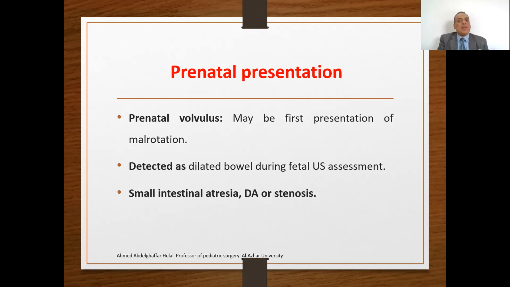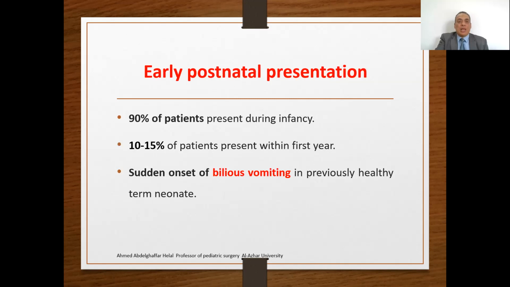Prenatal volvulus may be the first presentation of intestinal malrotation, and it will be detected as a dilated bowel during fetal ultrasound assessment due to associated small intestinal atresia, duodenal atresia, or stenosis as a result of antenatal or prenatal volvulus. The second presentation is early postnatal presentation.